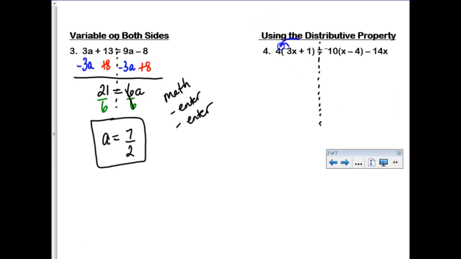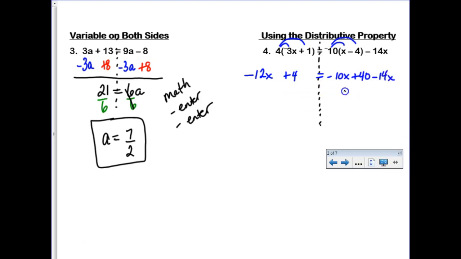So here on this next question, we have some distribution, which is going to give us a -12x plus 4 on the left side. And then this is a -10 being distributed into that parenthesis set. So that's what? -10x. Careful with the double negative here. This is a plus 40. And then this -14x term has not moved, so just leave it there.